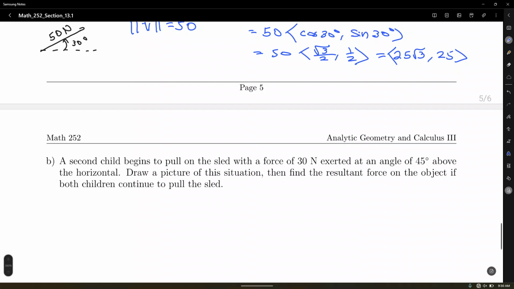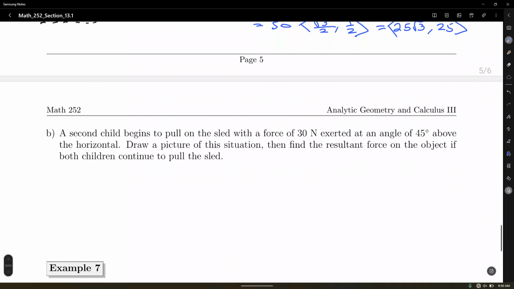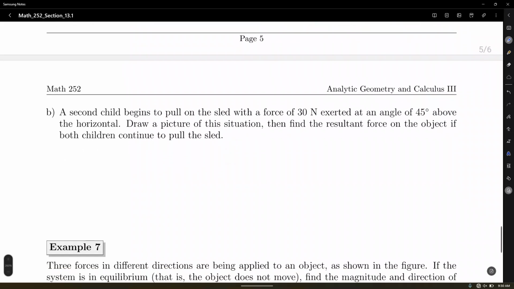So in a way, the force is going to distribute evenly, component-wise, right? And also above the horizontal. Draw a picture of the situation, then find the resultant force. So see how we were talking about resultant? That's because we will now add two vectors, and that vector is called the resultant vector. Then find the resultant force. Okay, we'll talk about this in a second.